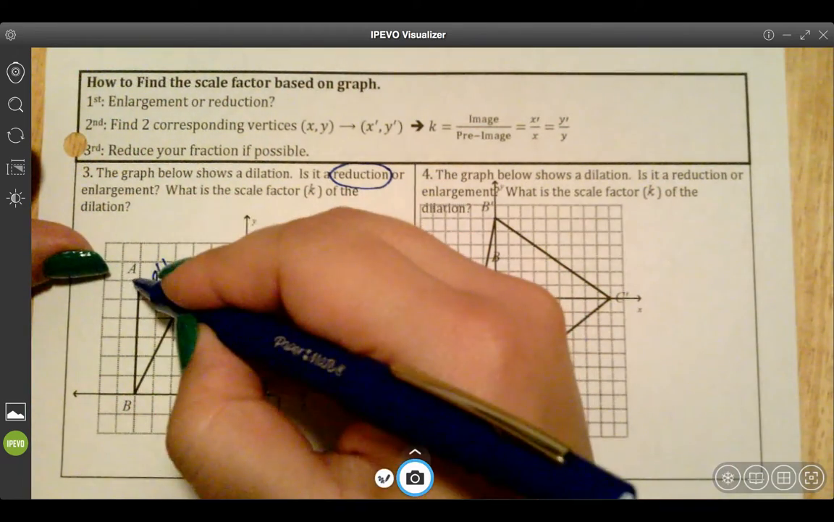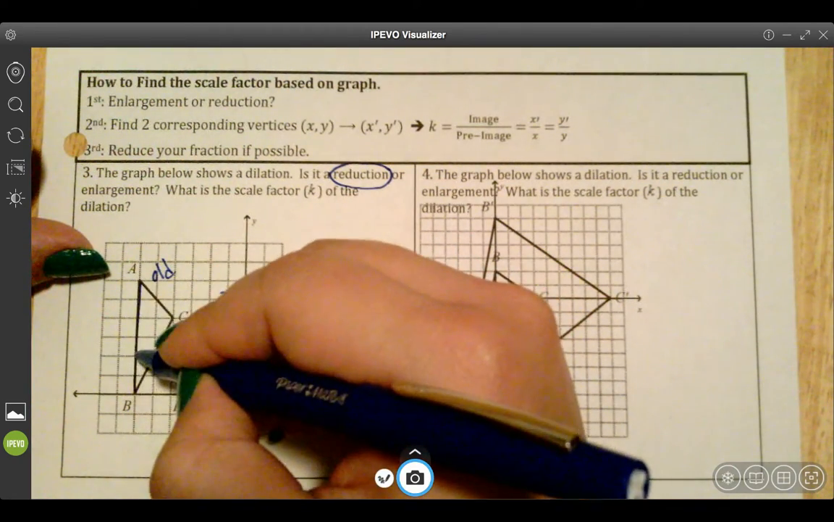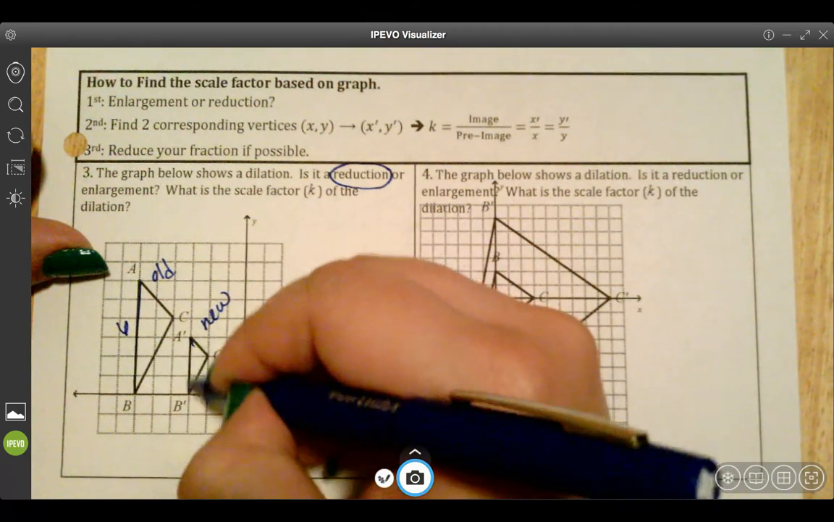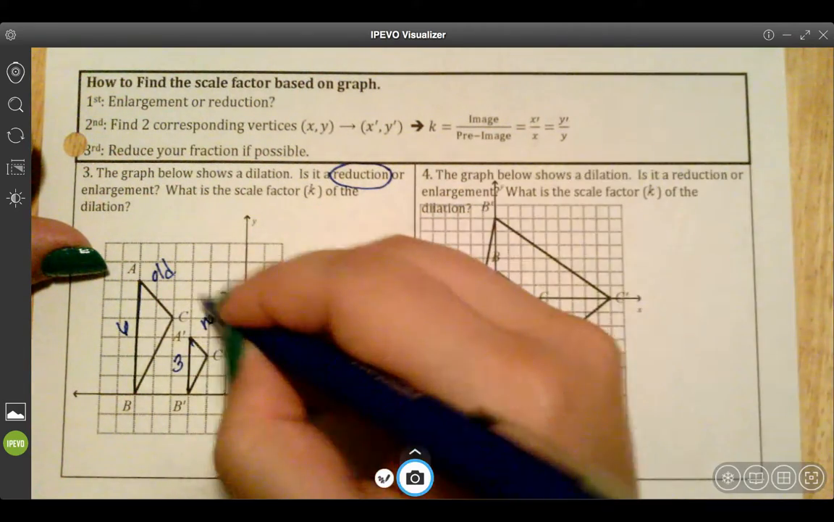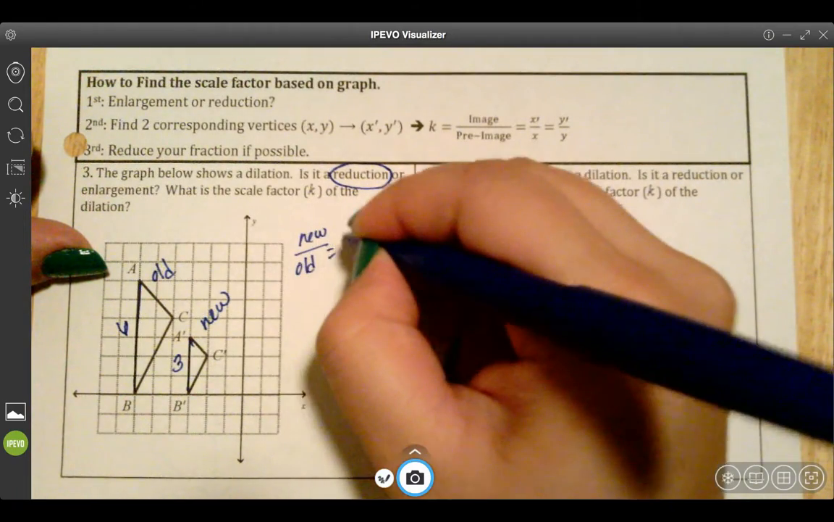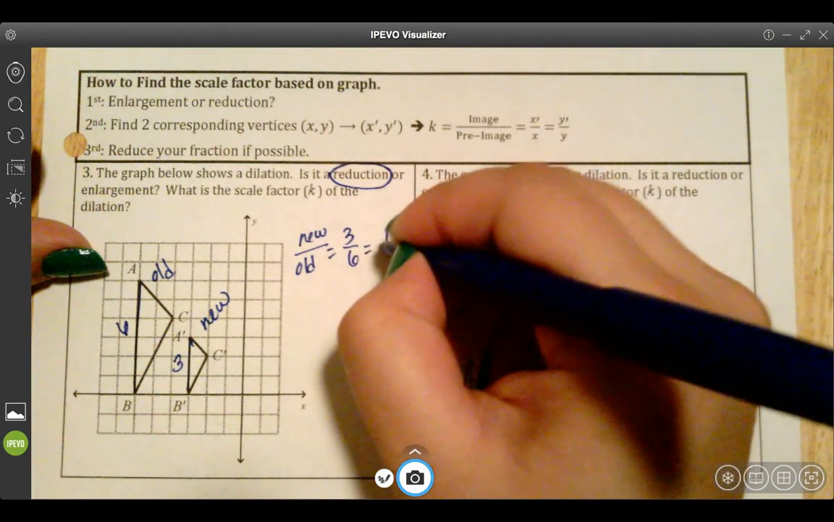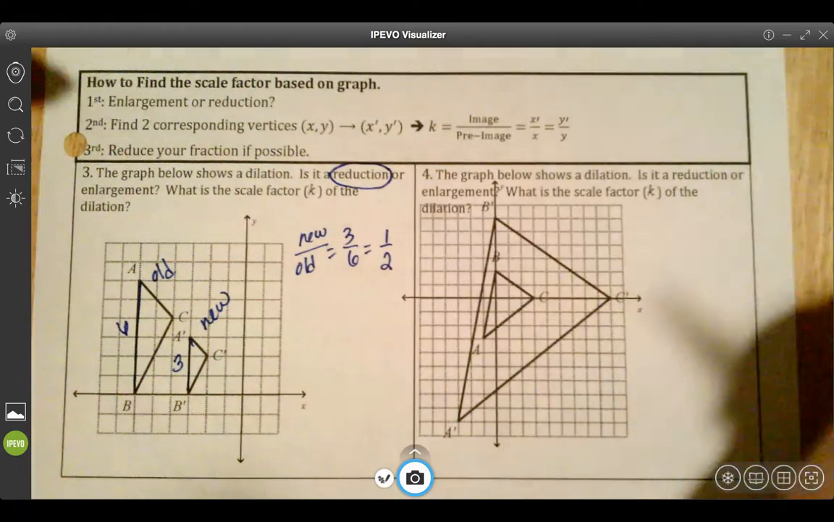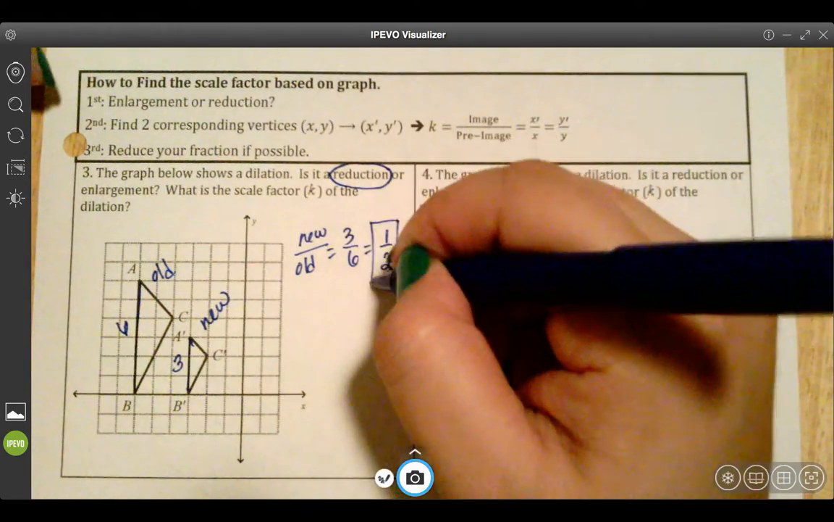So in this case, we have a vertical side, distance of 2, 4, 6. Vertical side, distance of 3. New over old is 3 over 6, which reduces to 1/2. We said it was a reduction, so that matches.